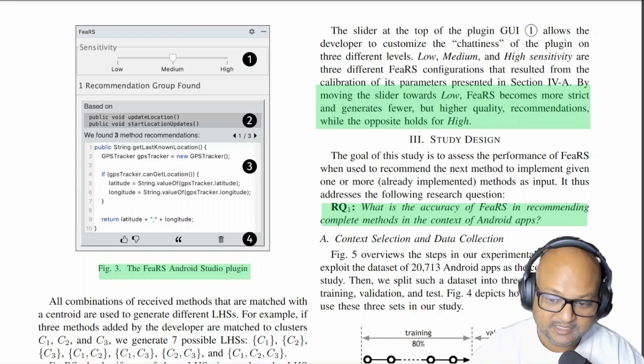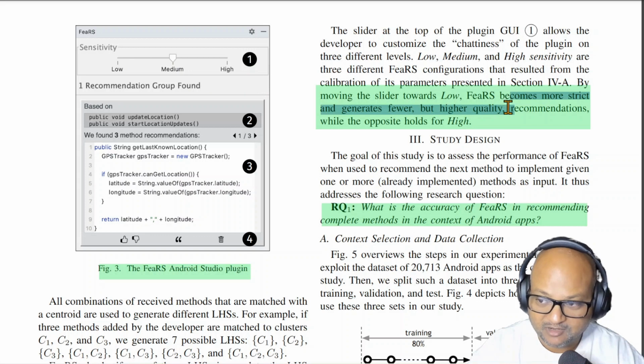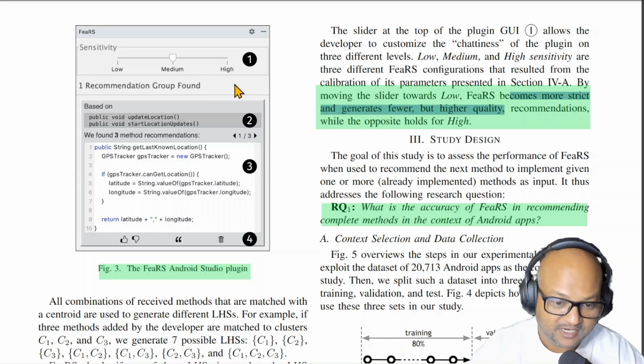This plugin is able to recommend methods to insert next given methods that it has already found in the file that you're looking at. There is a sensitivity setting up here. What low sensitivity means is that the system generates fewer but higher quality recommendations. And the converse is, if you set the sensitivity too high, you'll get more recommendations, but you might have to sift through them to find a good one.